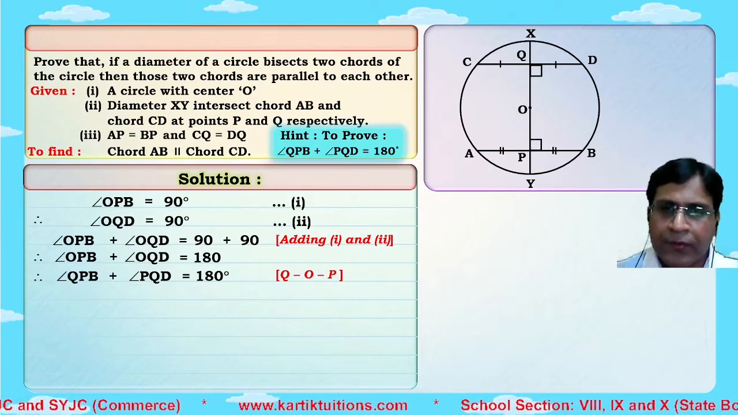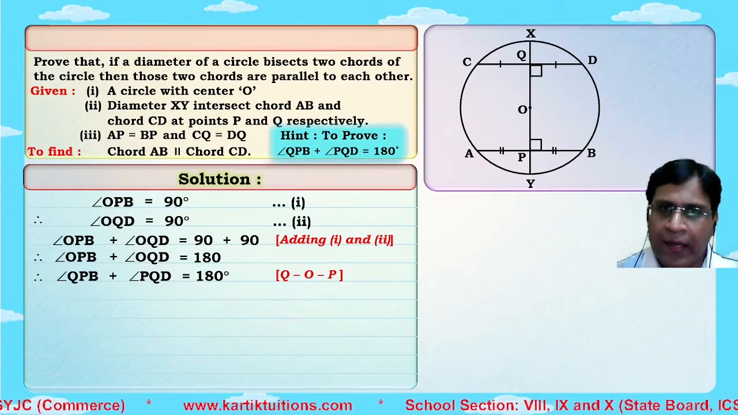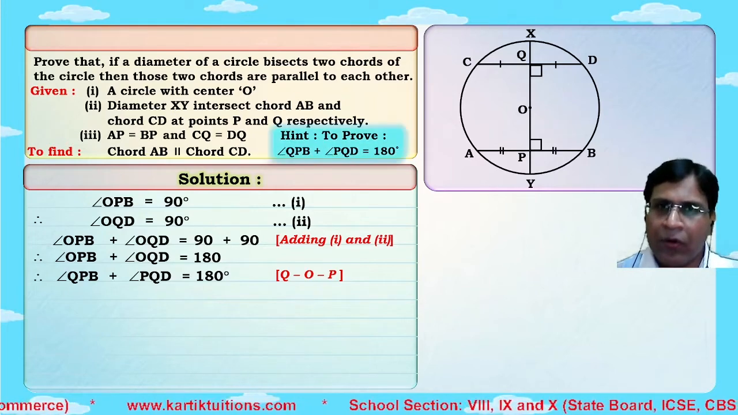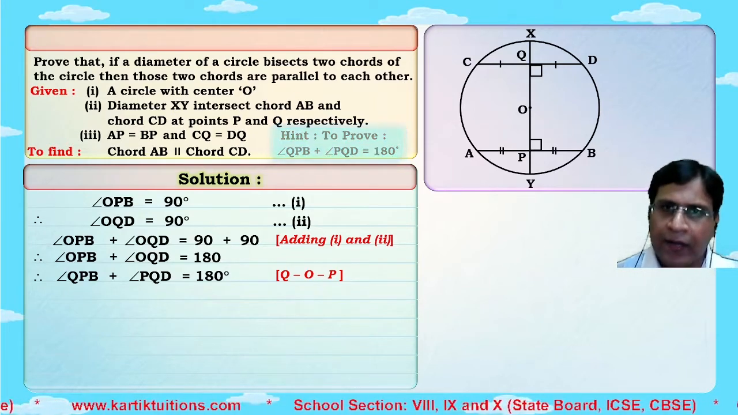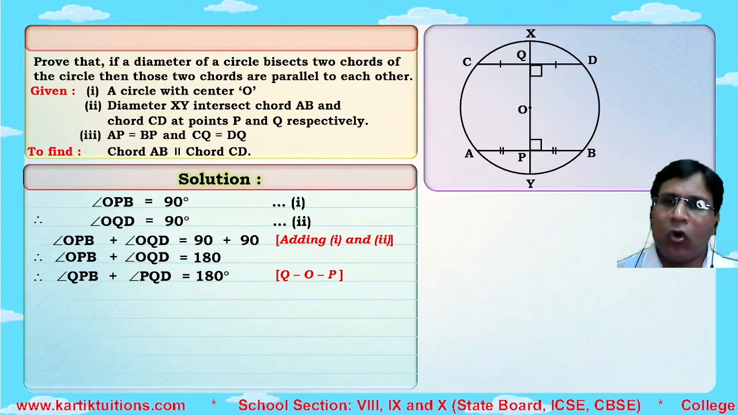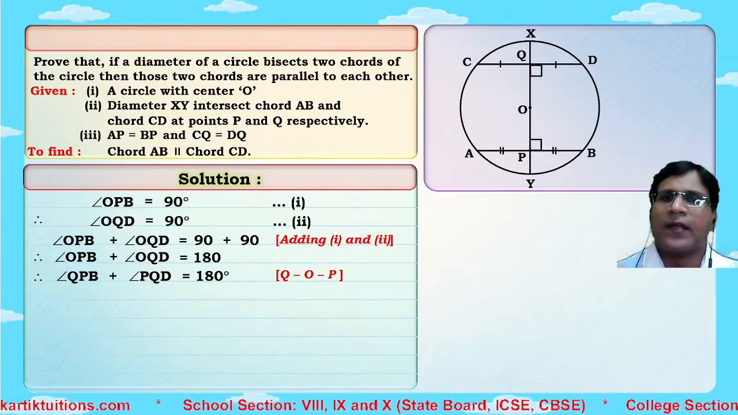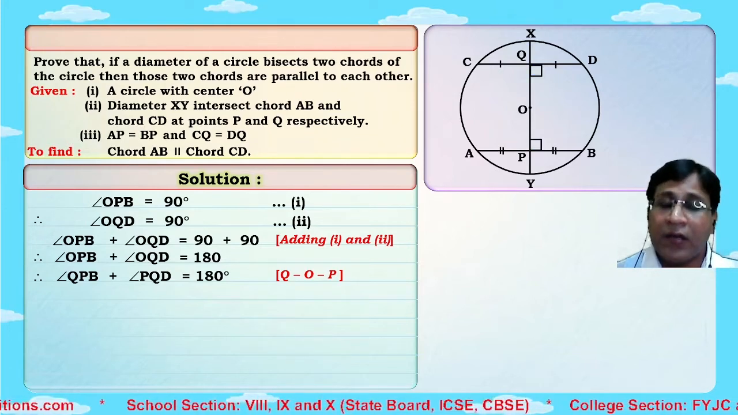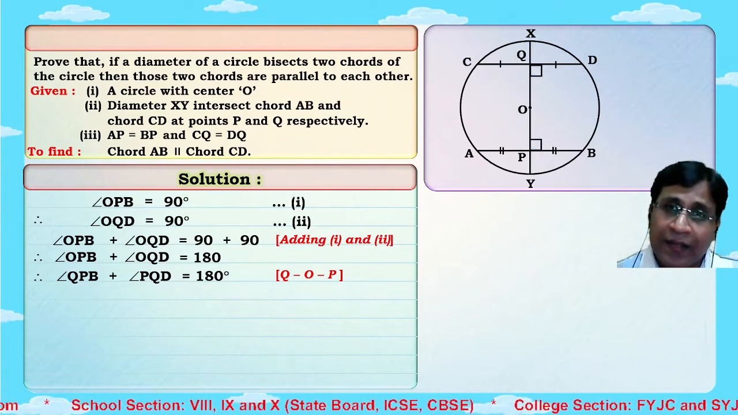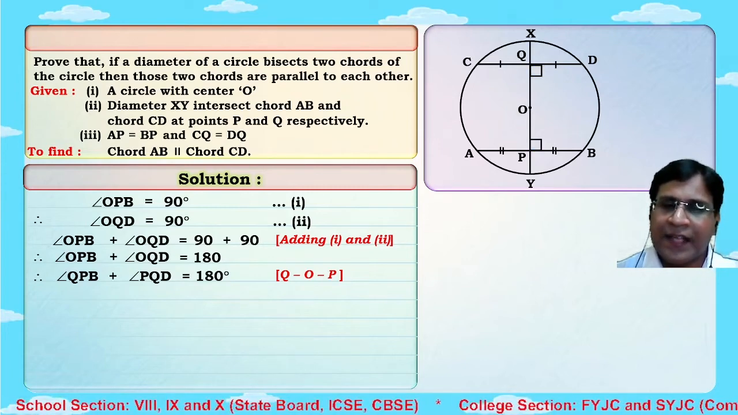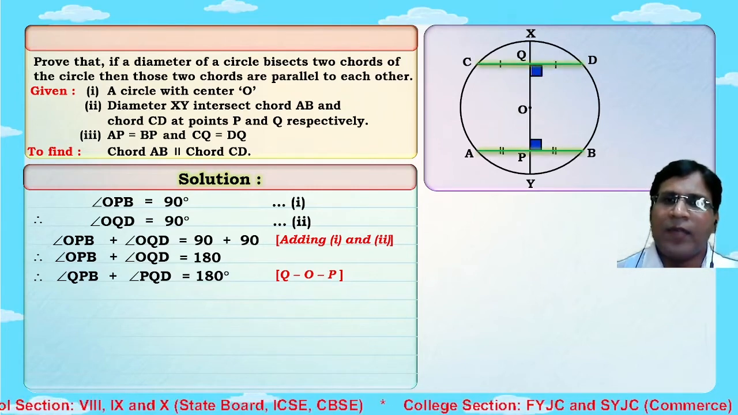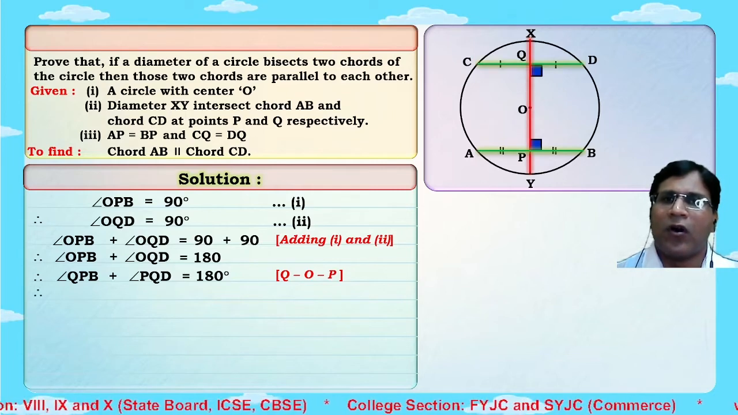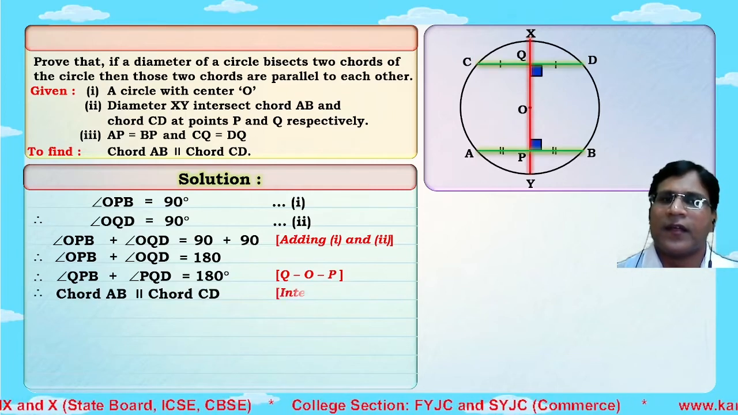Now, if you observe, we are talking about the two angles which are lying on the same side of diameter XY, and the total is 180. So, in other words, they are forming what? Interior angles. Now, by the interior angles test, I can say chord AB is parallel to chord CD.